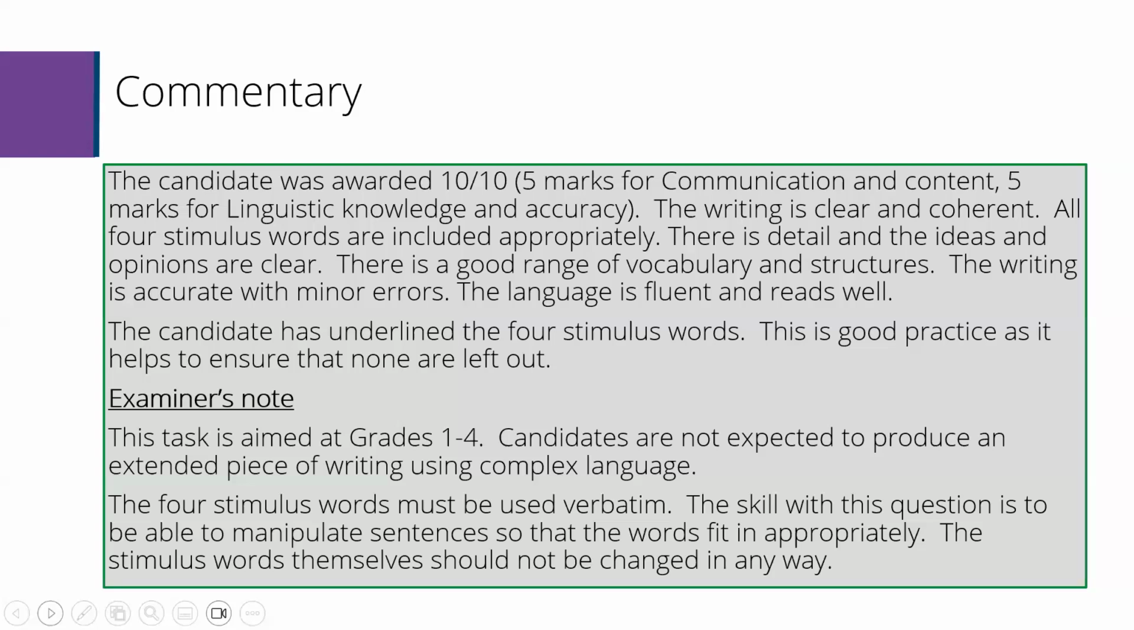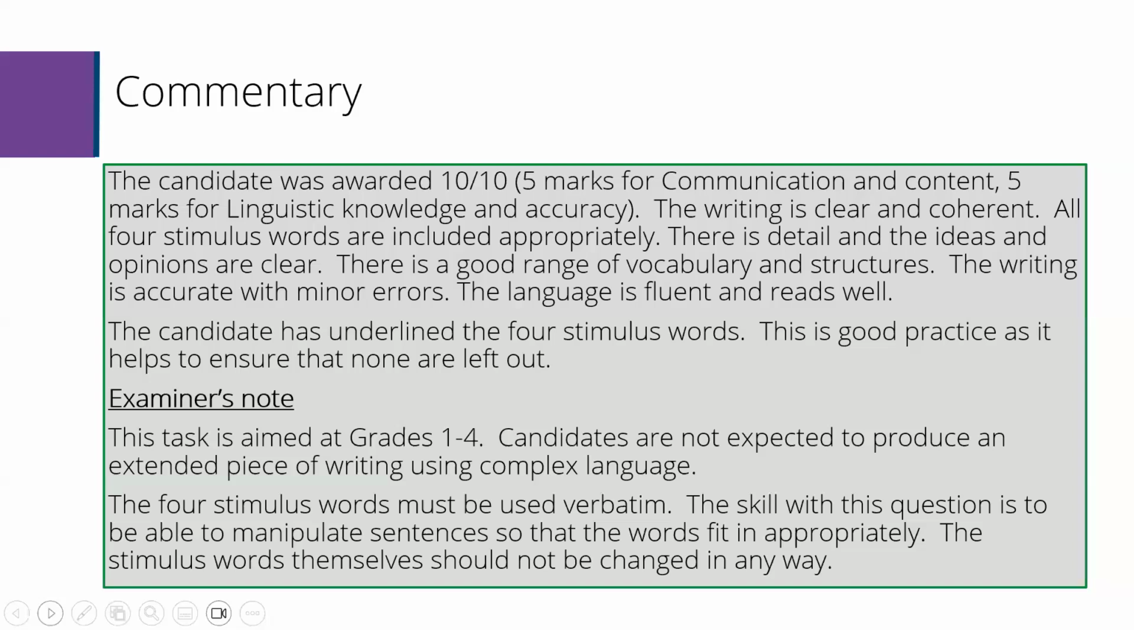And what were we told in the commentary? This is the sort of note from the examiner, and this is the sort of thing that you can expect. The candidate was awarded 10 out of 10, 5 marks for communication, 5 for linguistic knowledge and accuracy, because it's clear and coherent. All 4 stimulus words are included appropriately. There's detail, and the ideas and opinions were clear.